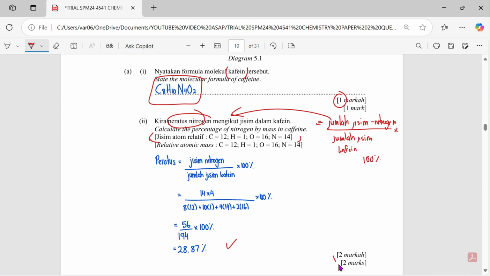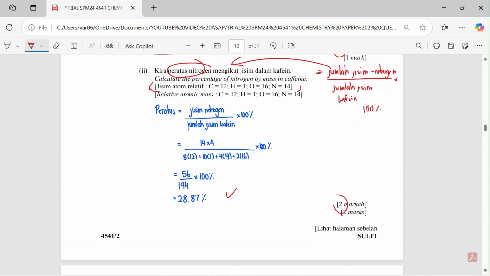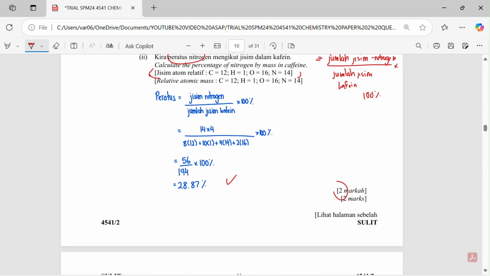Alright, easy 2 marks there. So there shouldn't be any doubts here. It's a very straightforward question, as well as the working is also very easy. Okay, next.